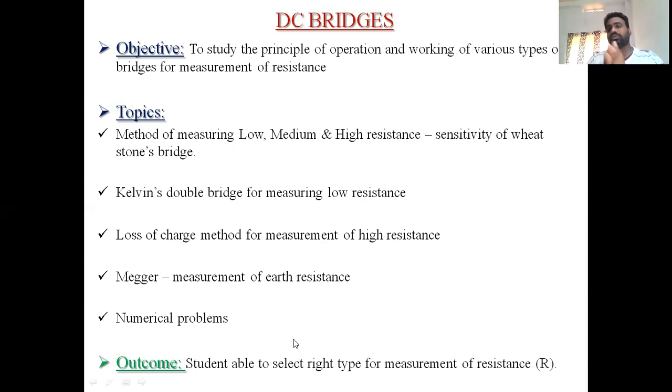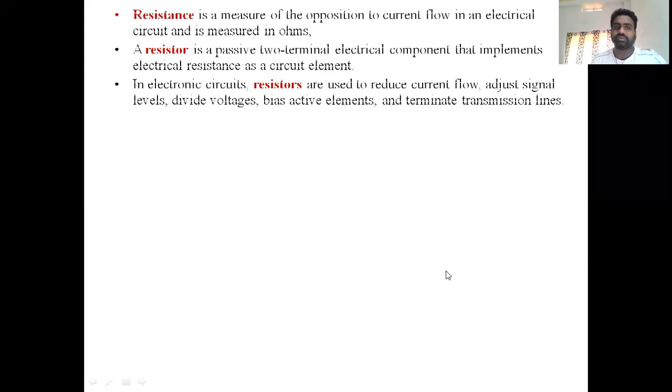Okay, so first what is the main purpose of learning DC bridges? So we know the objective. Objective is clear. Our objective is to observe and to study the principle of operation with respect to various types of bridges. Okay. So what is the outcome here? So at the end of the session, we will know what is the actual method for measuring the resistance. So that is the difference between objective and outcome.